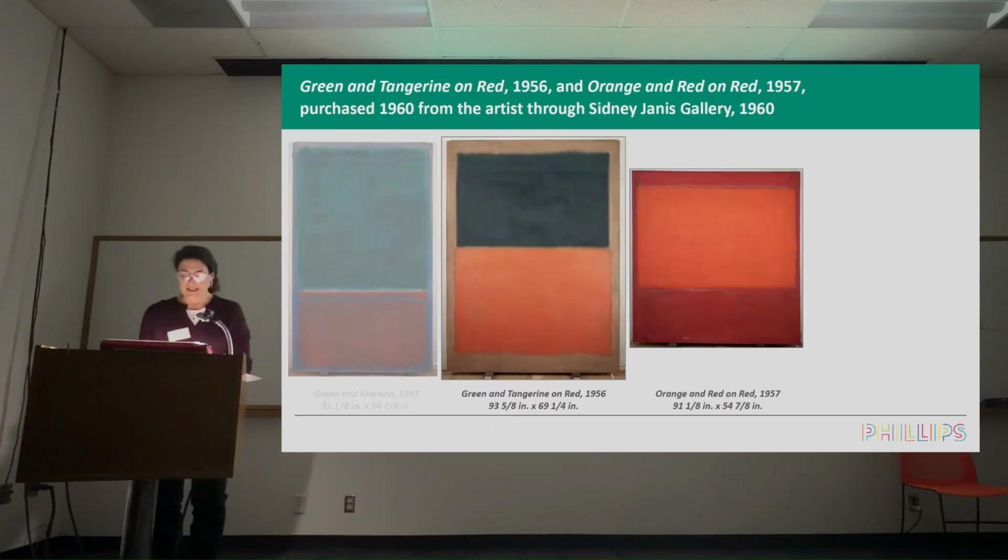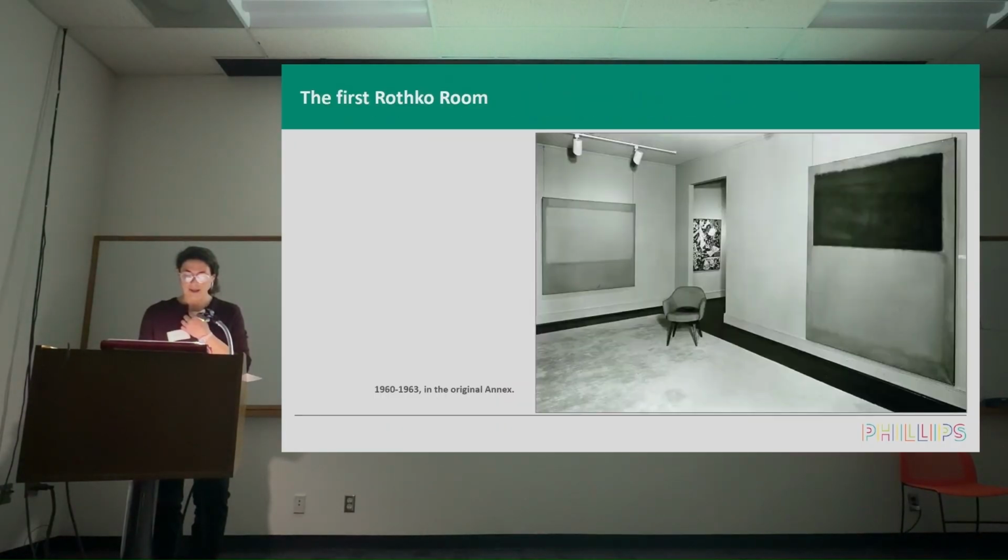In May 1960, Phillips mounted a solo show of 7 paintings by Rothko in the same small galleries of the old mansion. Green and Maroon was featured, and from this installation, Phillips added the paintings Green and Tangerine on Red and Orange and Red on Red to his collection. Even at the time of this exhibition, Phillips was already making plans for a permanent room devoted to the artist. That year, he was building an addition to the old mansion with larger spaces to accommodate larger paintings. Plans for the building also included a smaller gallery measuring 13.5 feet by almost 24 feet.